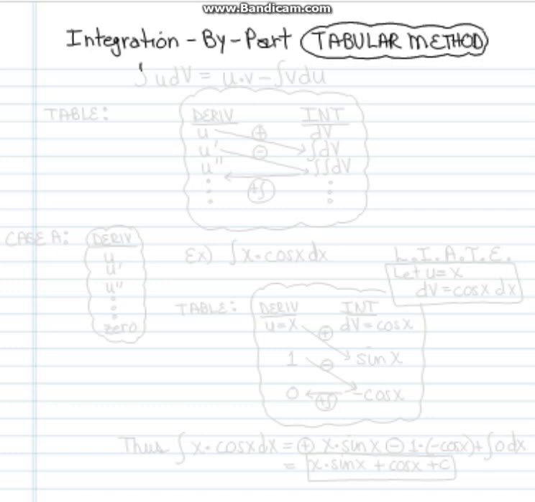So the way you work it is you're given an integral and you have to choose the parts that are u and dv. Then you apply the formula. The integral of u dv is equal to u times v minus the integral of v du.